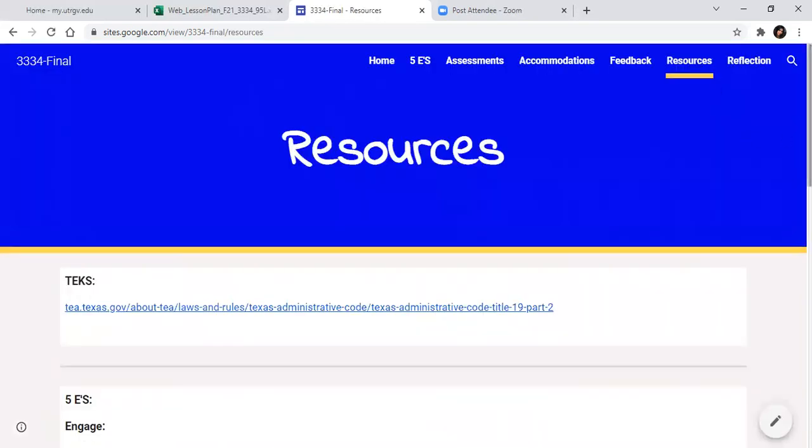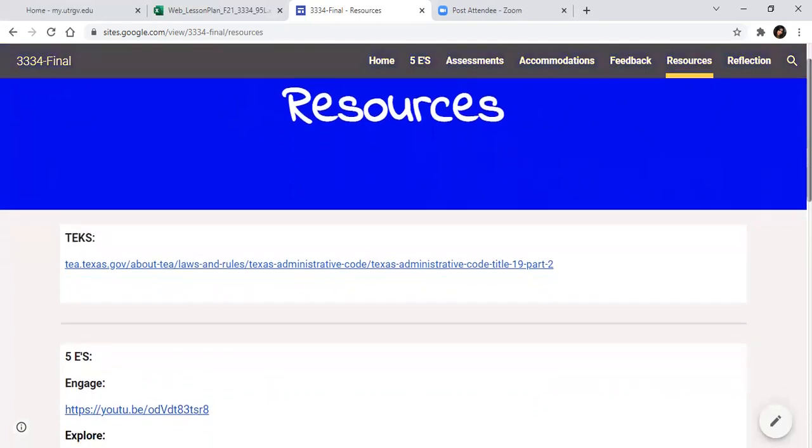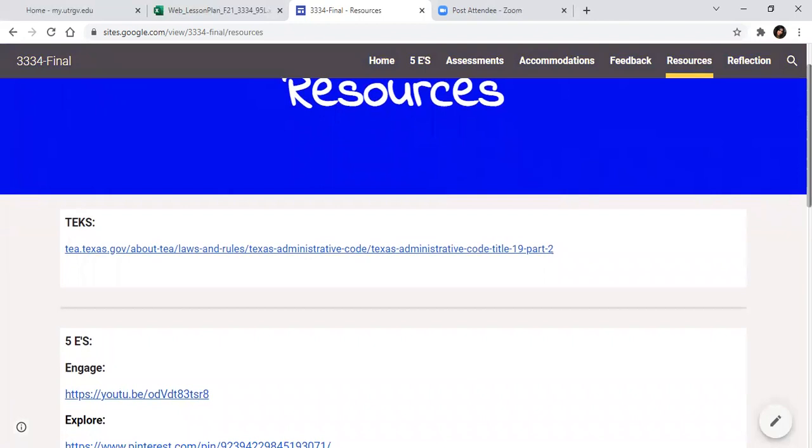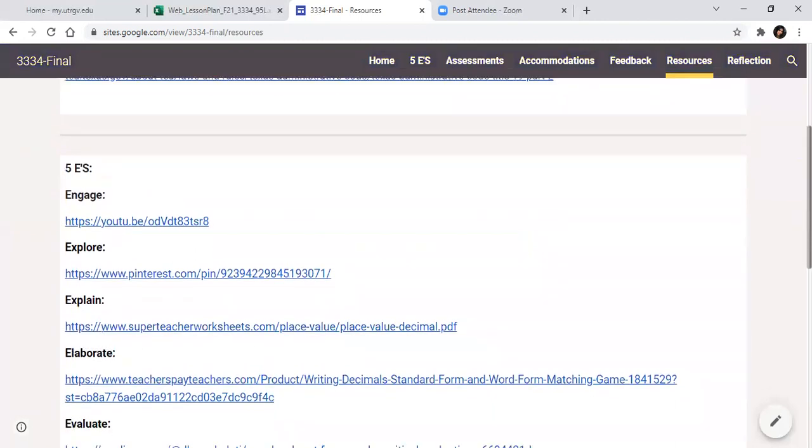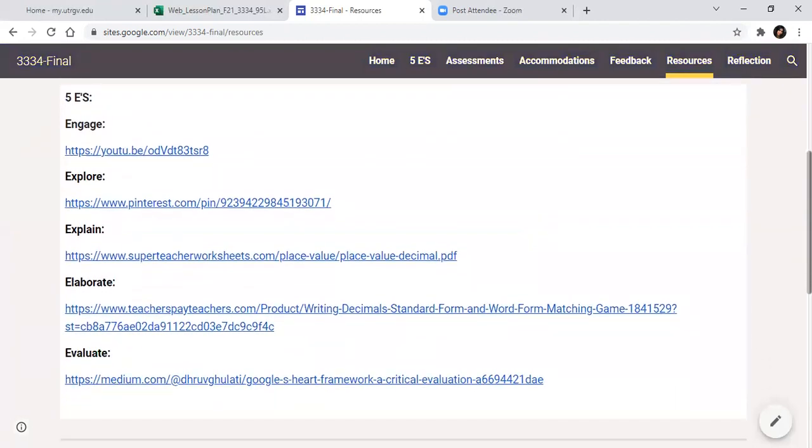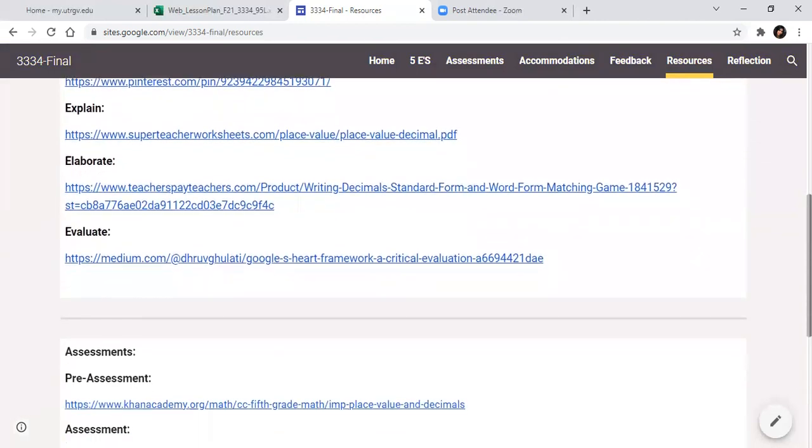For the resources, I went ahead and included all my resources for each slide that I included, such as the TEKS. I included the website page. So in case you all want to look back into what my purpose or what my lesson is based on, you can go back to my TEKS. You can go to the 5 E's: engage, explore, explain, elaborate, evaluate. Everything that I use is there. It is provided, so you can always just go back and click on the website.